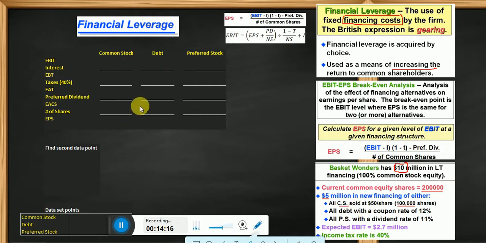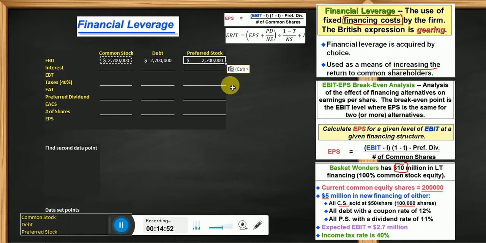Okay, so dear students, come here. In this table we are doing some analysis, and you will finally understand which alternative will give us higher earning per share. Whichever alternative you select among these three, each will give you $2.7 million EBIT. So we mention here 2,700,000. That will be the EBIT in the common stock, in the debt, and also in the preferred dividend option. Whatever alternative you select, the earning before interest and tax will be the same.